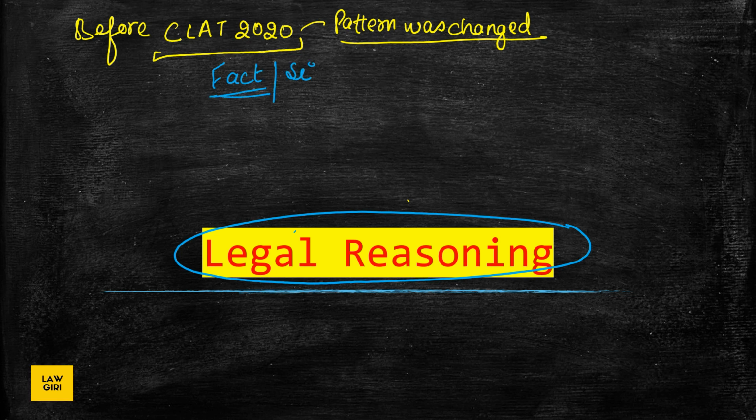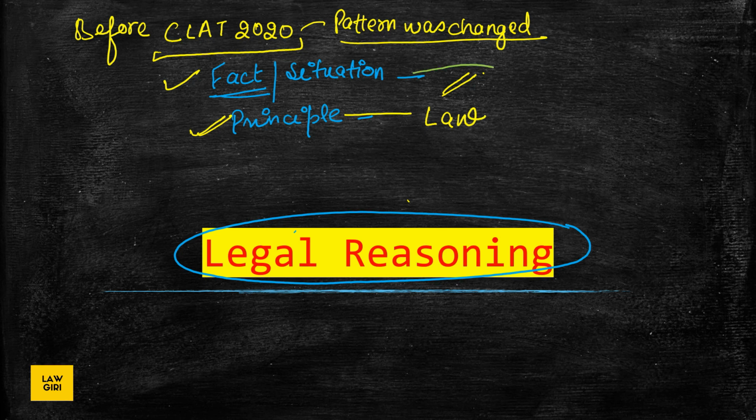Fact diya hota tha, ya jise hum situation bhi bolte hain, fact situation diya hota tha, theek hai, and a principle was given. There was a fact situation, saying that this happened, right? And then a principle was given. Principle was nothing but law. So you had to apply the law to the situation and choose the appropriate option out of A, B, C, D, right?